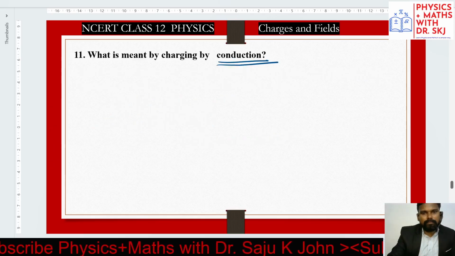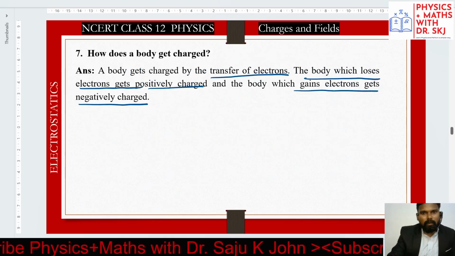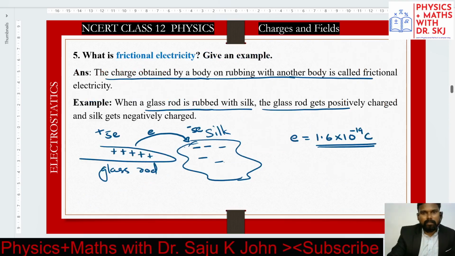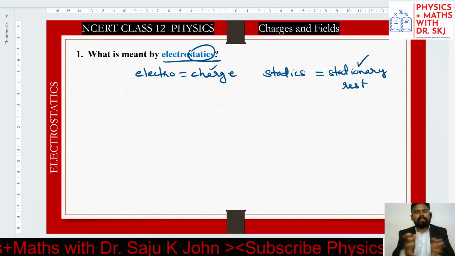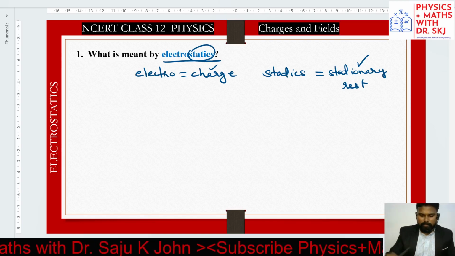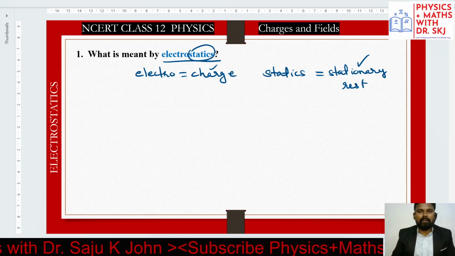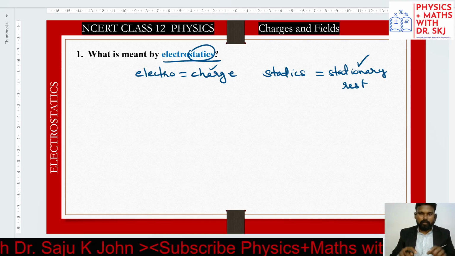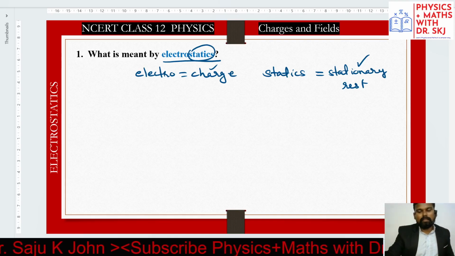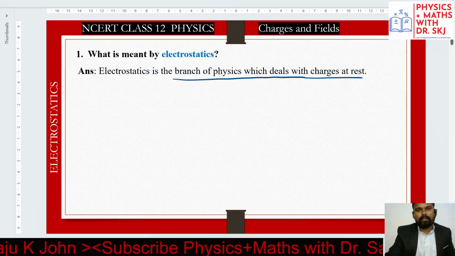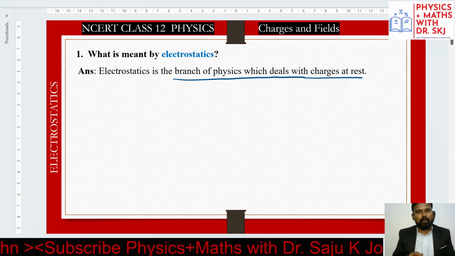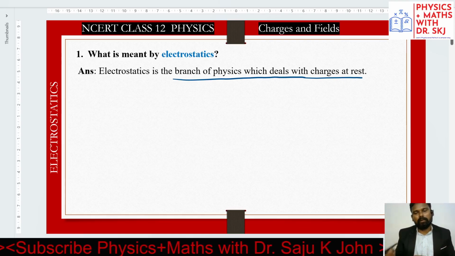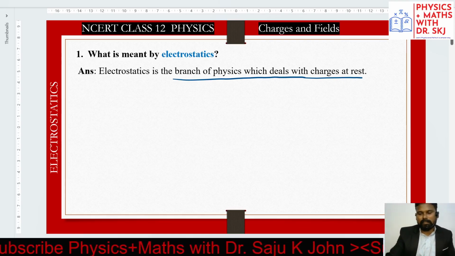Okay, so in this class we discussed what electrostatics is. Electrostatics is the branch of physics which deals with charges at rest. So in electrostatics we study charges at rest only. And we studied that the charge of an electron is the smallest charge that can be transferred from one body to another, 1.6 times 10 raised to minus 19 coulomb.